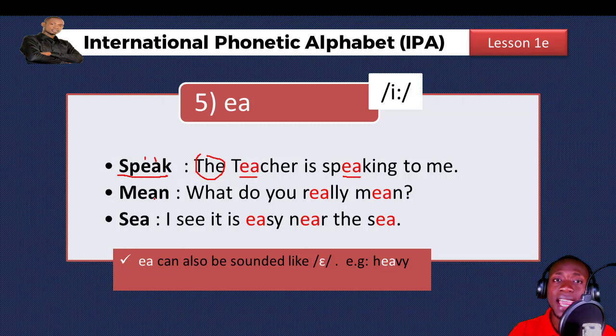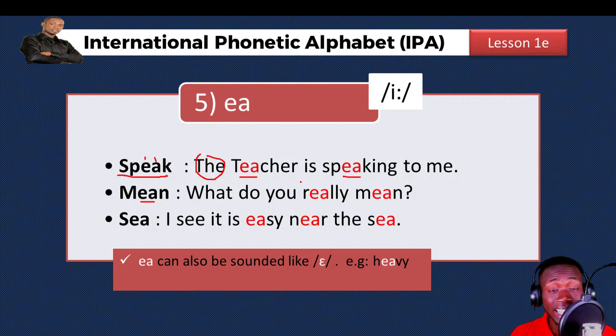And after that, we have mean. We have EA. I say mean. For example, if you are talking to someone and you don't really understand what they say to you, you say, what do you mean? Mean, M-E-A-N. I say mean, okay? For example, what do you really mean?